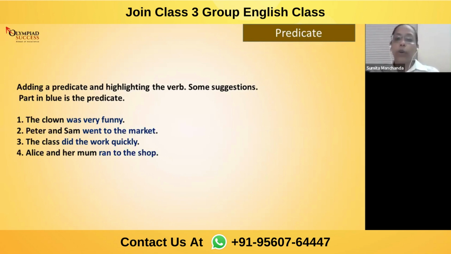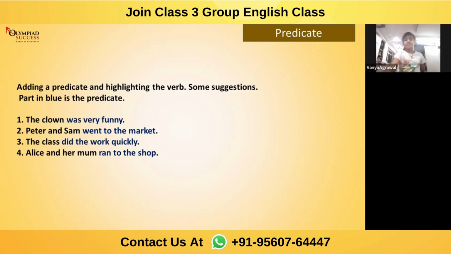The class did the work quickly. Now the class is again the subject. Did the work quickly is the predicate. Again, did the work quickly is telling us something about the subject. Alice and her mum ran to the shop. We are talking about these two subjects, Alice and her mum. Ran to the shop is again taken to be the predicate because it is telling us something about the subject. Am I clear? Yes, ma'am.